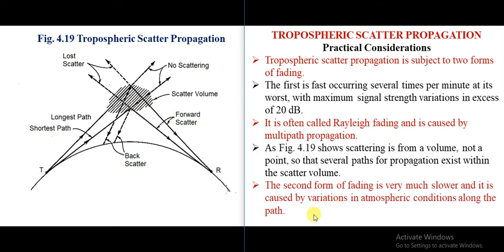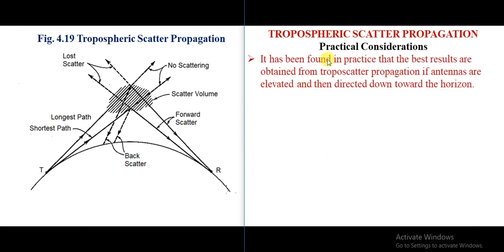The second form of fading is slow fading, and it is caused by variations in the atmospheric conditions along the path. So we can say that because of absorption also the signal strength reduces. This is because of the atmospheric conditions: the presence of water vapor, oxygen, ozone, or carbon dioxide causes fading.